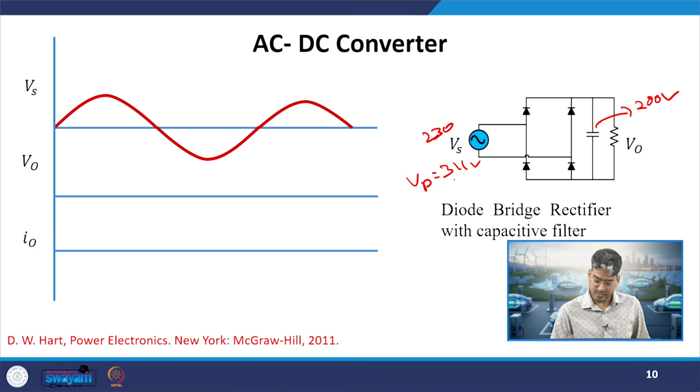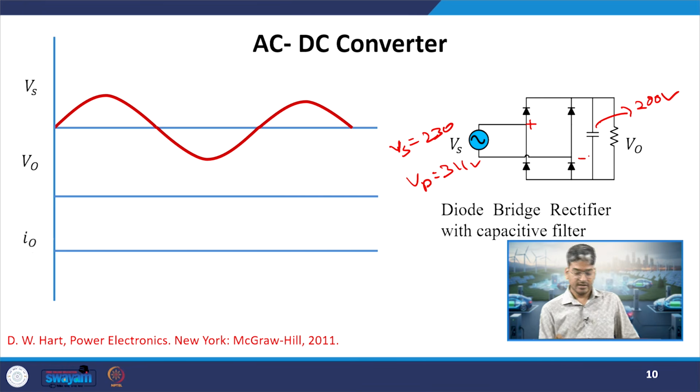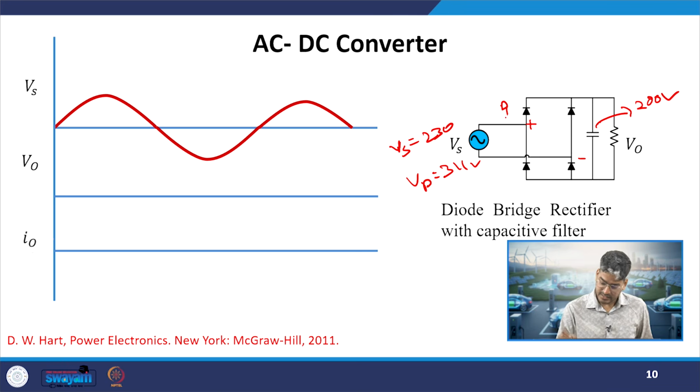Now, we have 311 as our supply peak. The source voltage RMS is 230. Okay. So, now when can the diode conduct? Suppose I have just crossed 0, and this terminal is positive, this terminal is negative. What was our previous inference? D1 will be conducting and D4 will be conducting because they are forward biased.